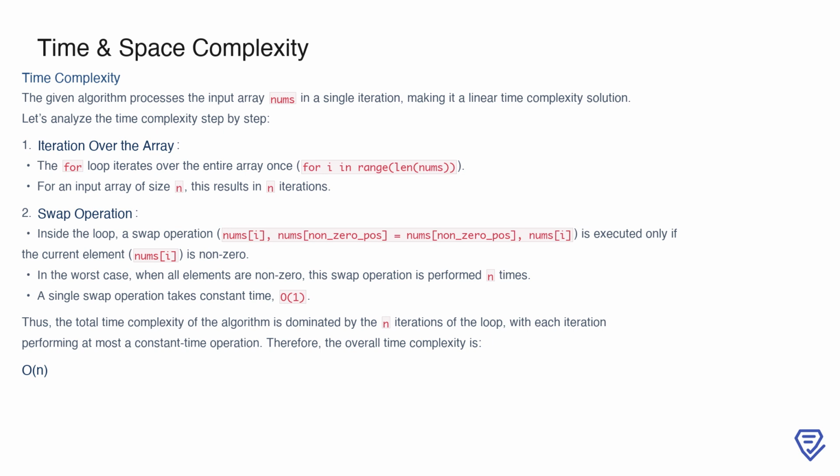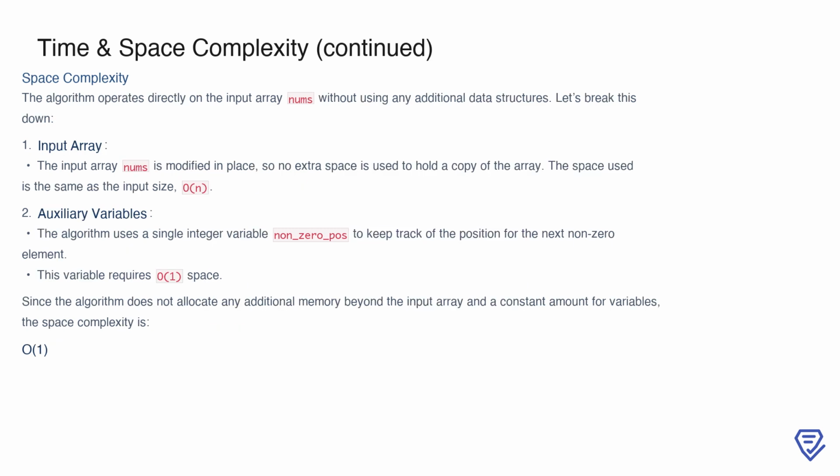Importantly, each swap operation takes constant time, or O(1). As a result, the overall time complexity is determined by the n iterations of the loop, each with an O(1) operation, giving us a total time complexity of O(n). This makes the solution highly efficient when processing larger arrays. Now, let's examine the space complexity of the algorithm.